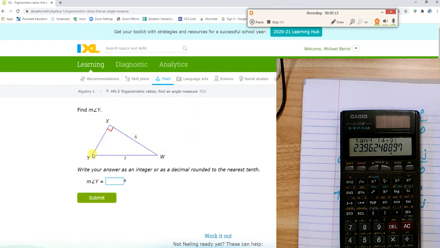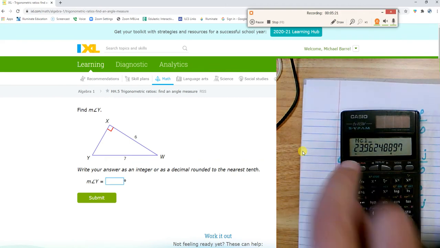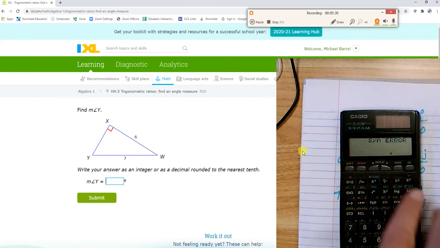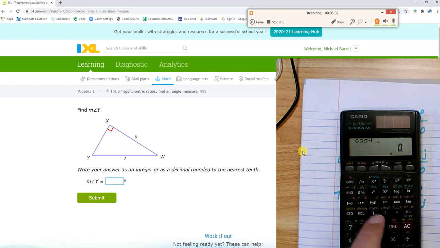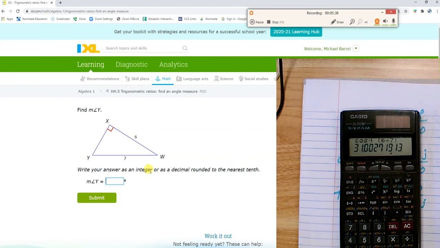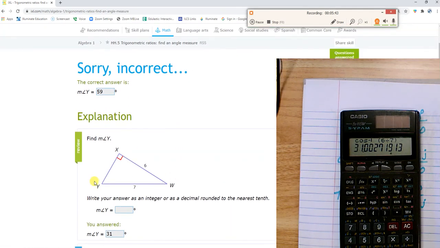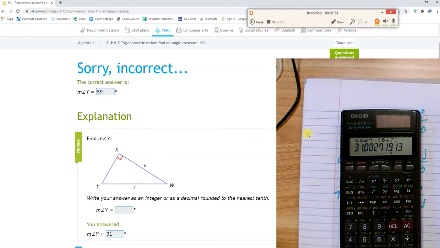Let's see, I'm looking at y. I have the hypotenuse, so it's going to be opposite over hypotenuse, so that's a cosine. Opposite 6 over 7. Inverse cosine 6 divided by 7. 31. 59. Ah, I did cosine. It should have been a sine, right? y is opposite over hypotenuse, it should have been a sine. All right, I got it.